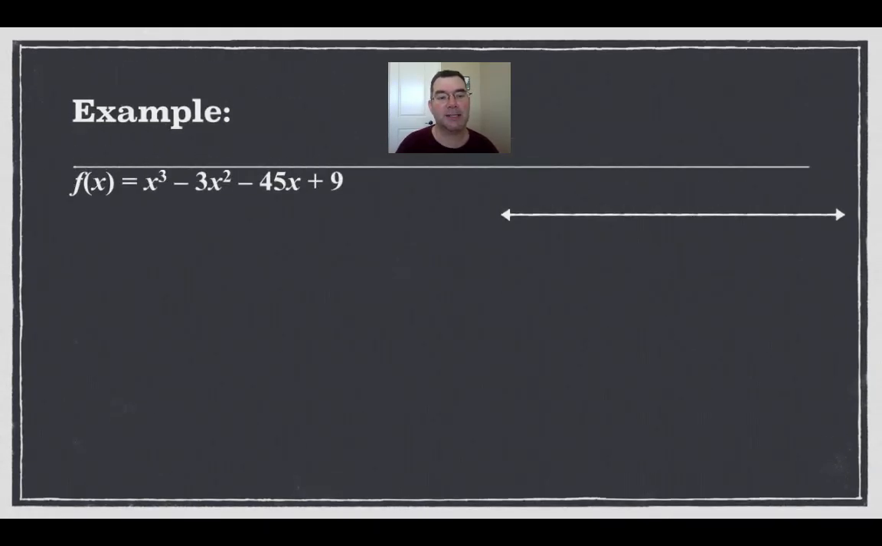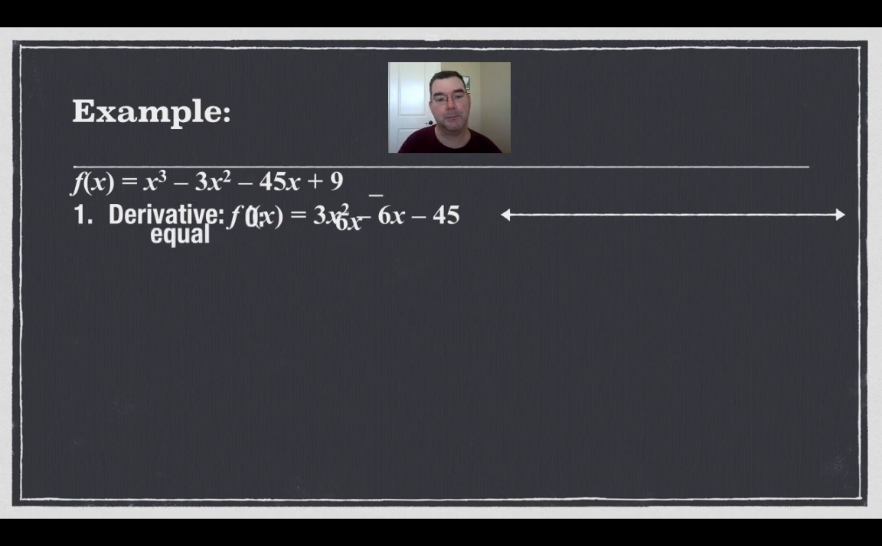We have f of x equals x cubed minus 3x squared minus 45x plus 9. So let's follow the first step and take the derivative. The derivative of x cubed is 3x squared. The derivative of -3x squared is -6x. The derivative of -45x is just -45. And the derivative of that positive 9 is 0, so I'm not even going to write it.